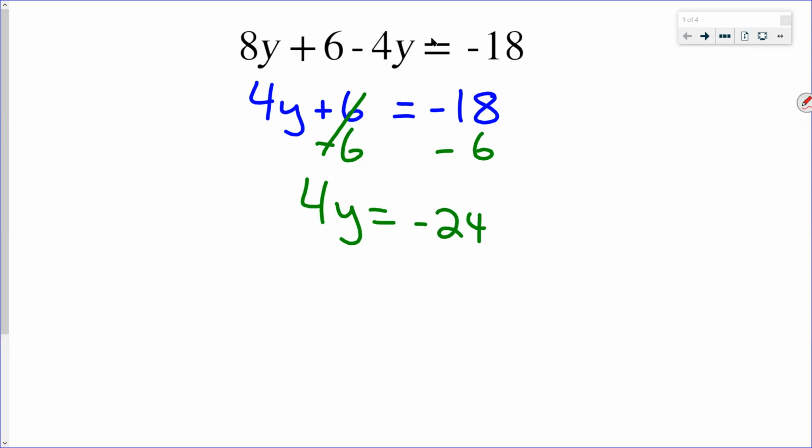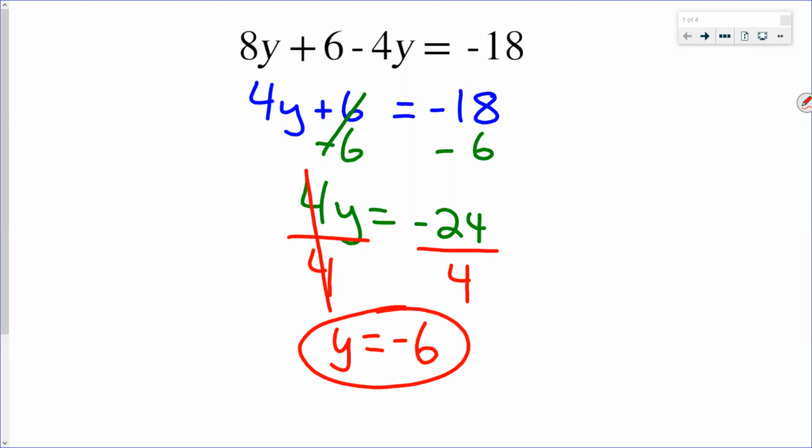Is y by itself? No, we do have to divide both sides by 4. Divide by 4. Y equals negative 24 divided by 4 is? 6. Negative 6. 24 divided by 4 is 6. A negative and a positive make a negative.